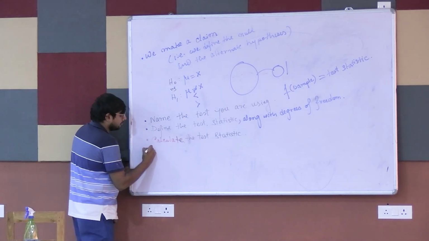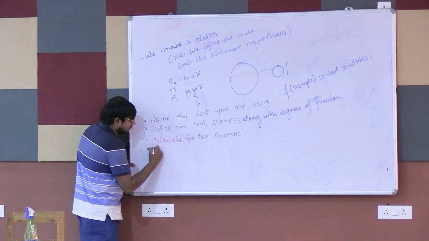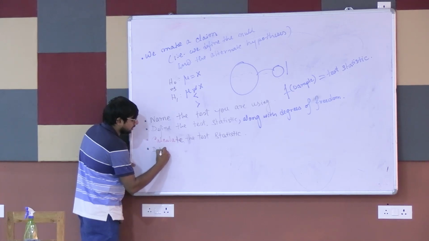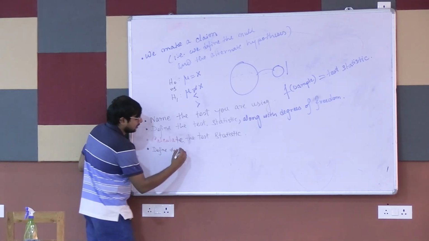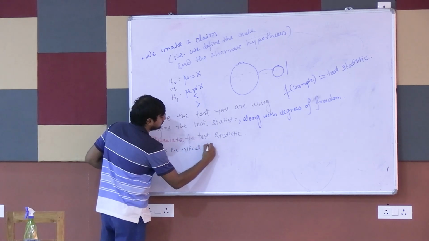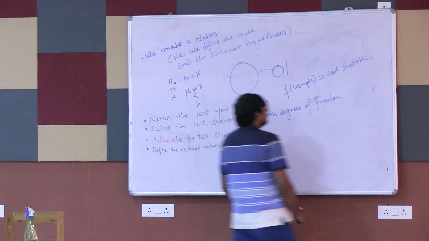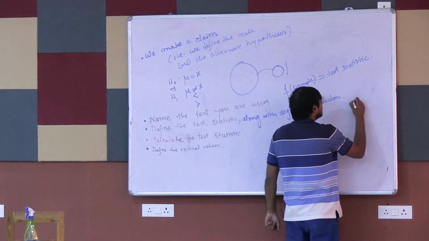The next step, what are we going to do? Define the critical points, critical values. Now, what are critical values? We know the distribution of the test statistic.